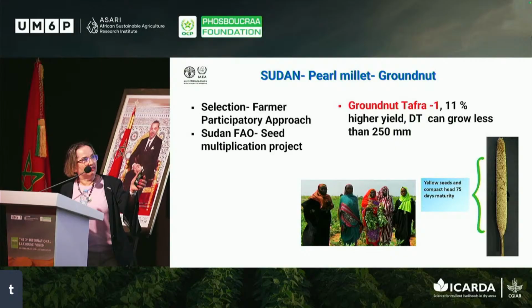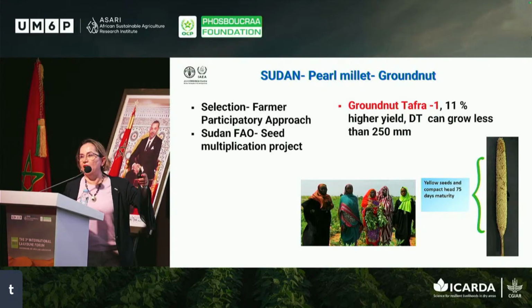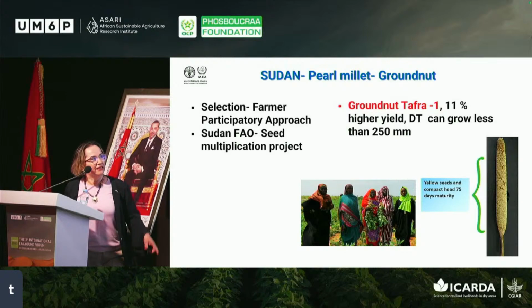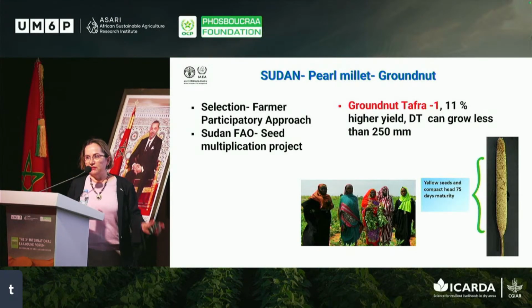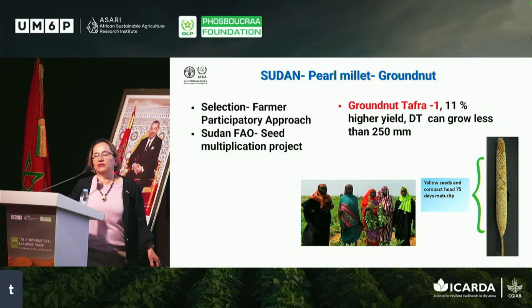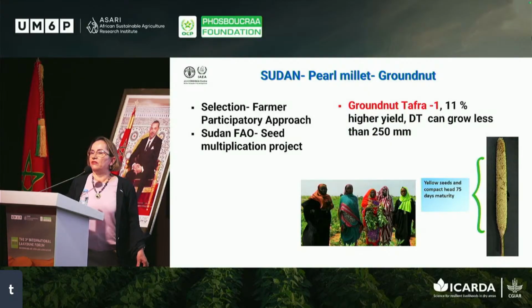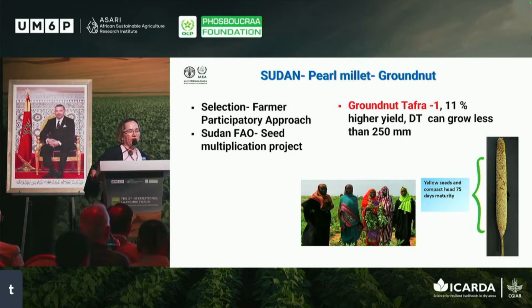These ladies selected this variety. Actually, I went there. This is the El Obeid region in Sudan. And the lady who is showing the groundnut said, I selected this, this is the best one. She even started to multiply some seed. So we discussed with the FAO. You know that we are the joint FAO/IAEA center, so from time to time we are working directly with FAO. FAO Sudan has helped us, and now they have increased the seed.